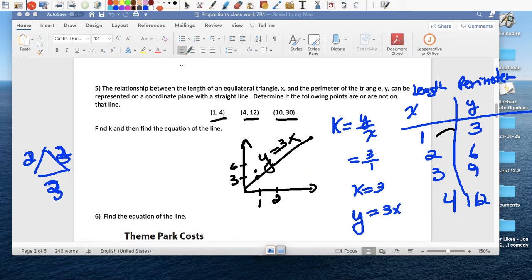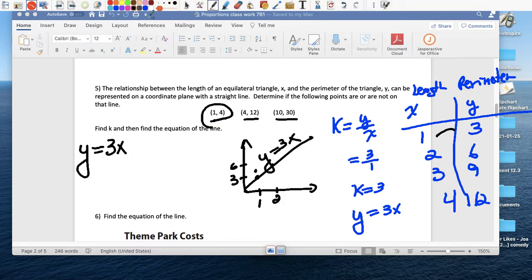But I'd much rather you not prove it that way, but instead use the equation of the line. The equation of the line is y equals 3x. If (1, 4) resides on this line, then the left side is going to equal the right side. So let's substitute. y is 4 equals 3 times x, which in this case is 1, and you can clearly see that they're not equal to each other. So this point is not on the line.